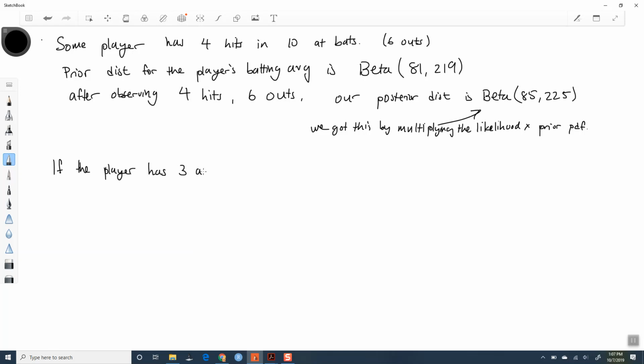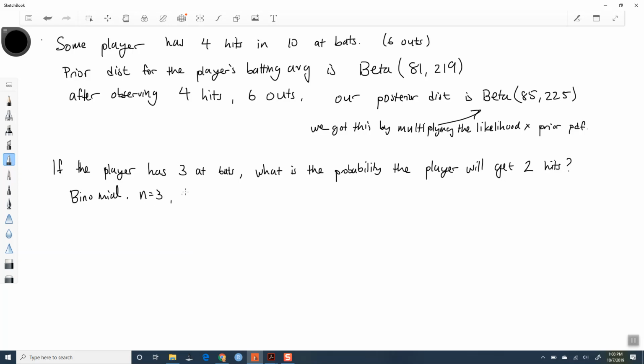Now our question is, if the player has 3 at-bats, what is the probability the player will get 2 hits? This is going to be a binomial question where n is equal to 3, x is equal to 2, and p is unknown. So our answer is going to be 3 choose 2, p to the 2 times 1 minus p to the 1.